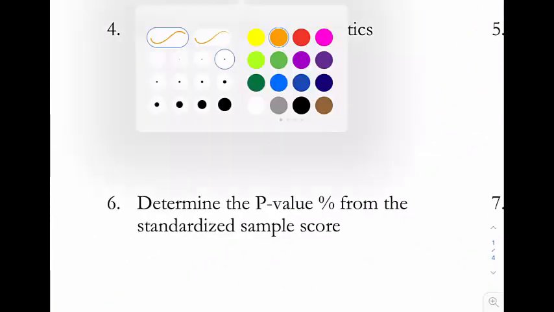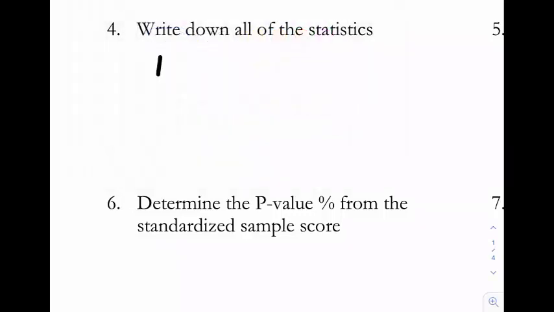Write down all the necessary stats. So for correlation, you need two things. You need the sample size. In this case, we have the 12 giant sequoia trees, so I'll just put here 12 trees. That's for n.